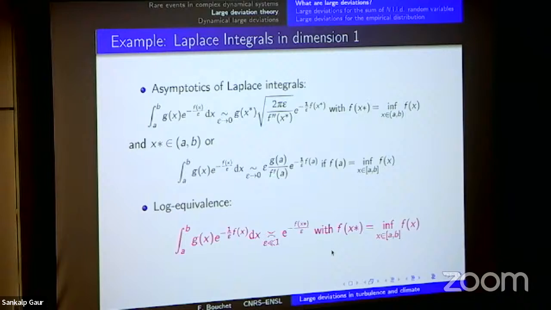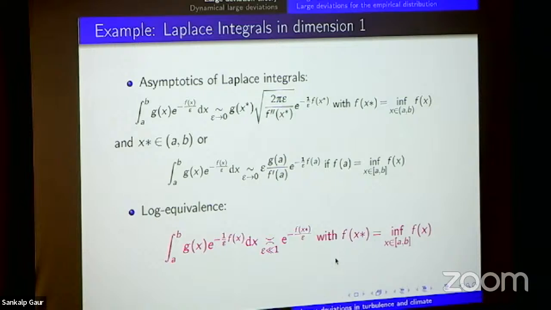Okay, so you understand that the exponential factor is very general. You can explain it very easily, but the prefactor will depend on the detail. It depends whether you are at the boundary or not. So in dimension one, this is easy to understand, but in larger dimension, you might have many different kinds of effects at the boundary. And so everything will become tricky and non-universal.